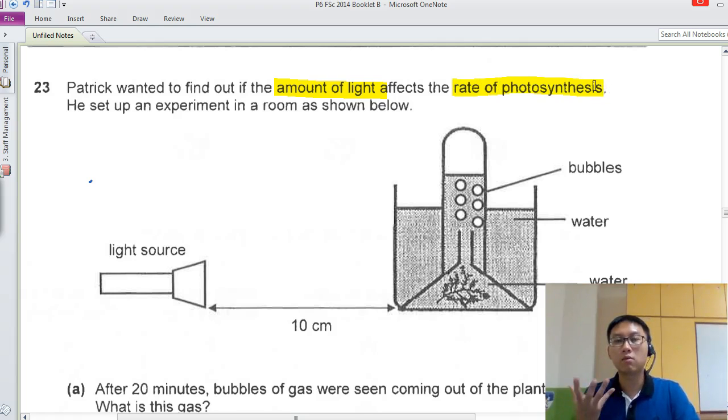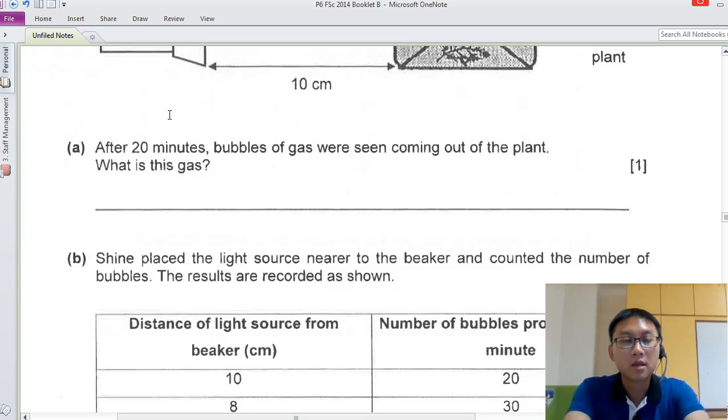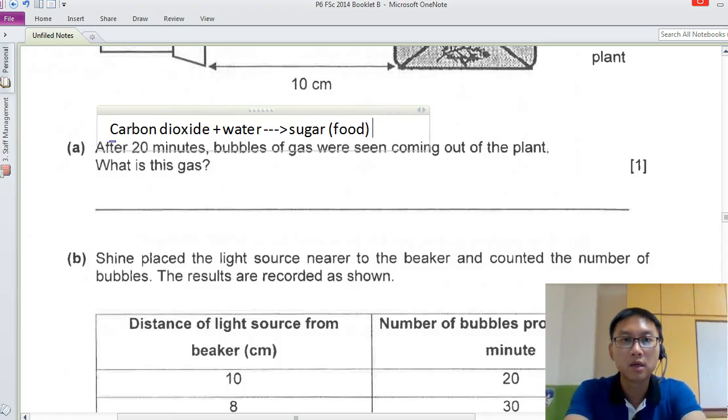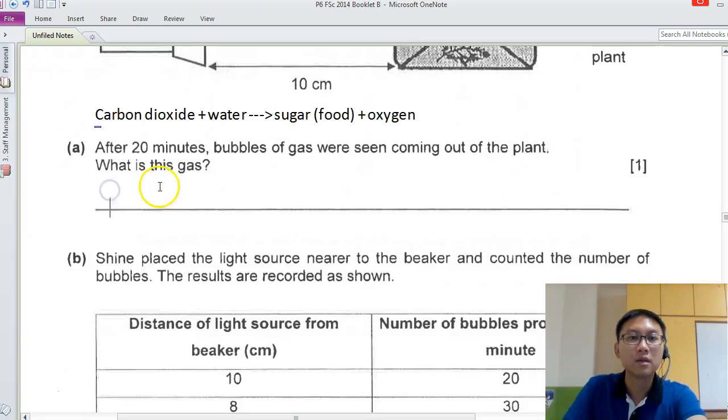So I want to find out whether more light will make food faster, and less light will make food slower, something like that. Then it says, after 20 minutes, bubbles of gas were seen coming out of the plant. What is this gas? Let's recap this for the third time. During photosynthesis, plants will take in carbon dioxide and, using water, it will need light to produce sugar, which is your food, plus what? Yes, your oxygen. So what is the gas that appears out of the plant? It will be your oxygen.